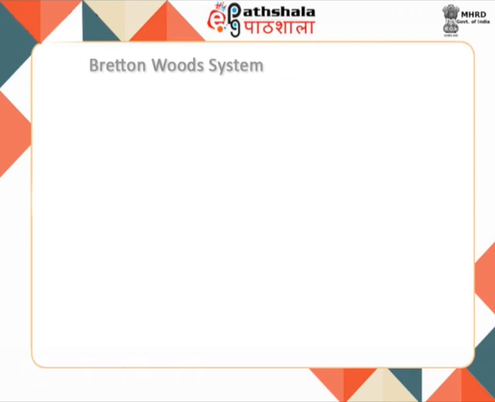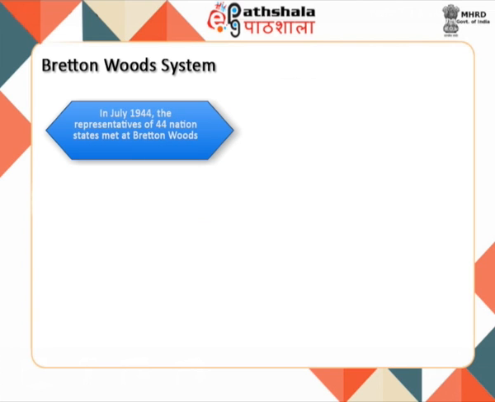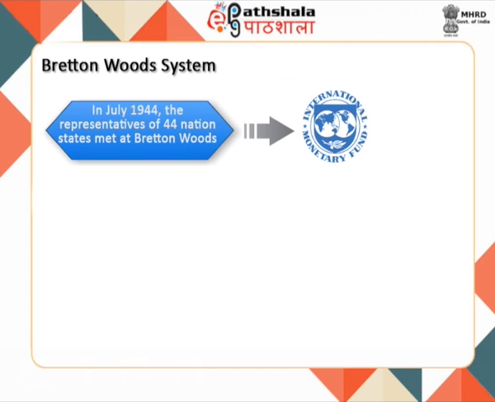After the collapse of the gold standard came the Bretton Woods system or pegged exchange rate system. In July 1944, the representatives of 44 nations met at Bretton Woods, New Hampshire, to design a new international monetary system. Agreement was reached to establish two multilateral institutions, namely the International Monetary Fund or IMF and the International Bank for Reconstruction and Development.